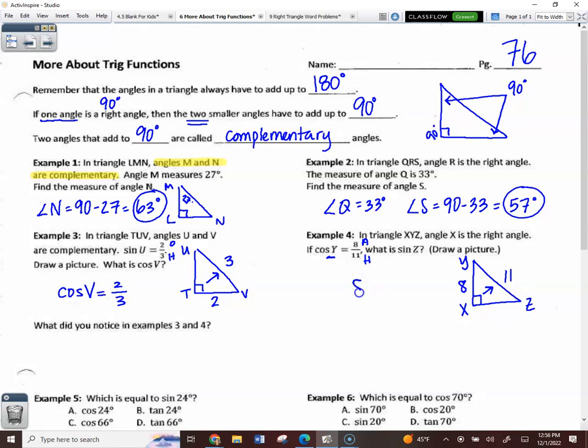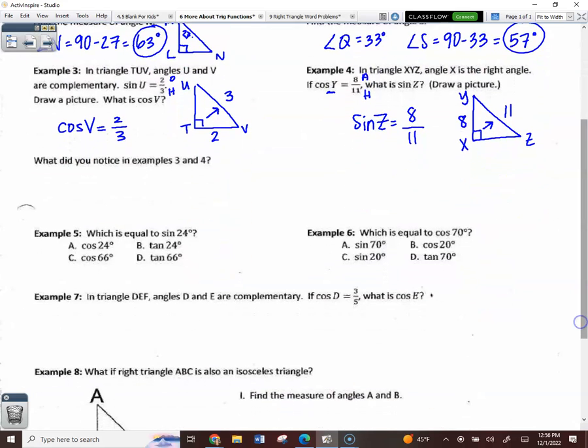Then it says, what is sine of Z? 8 over 11. Sine is opposite over hypotenuse, right? Okay. What did you notice in examples 3 and 4? Did you notice in 3 and 4 that your answer was the same as what they gave you? You see that? This is really important.